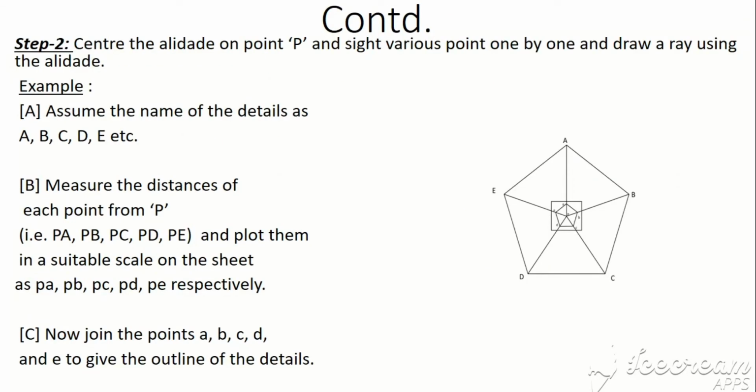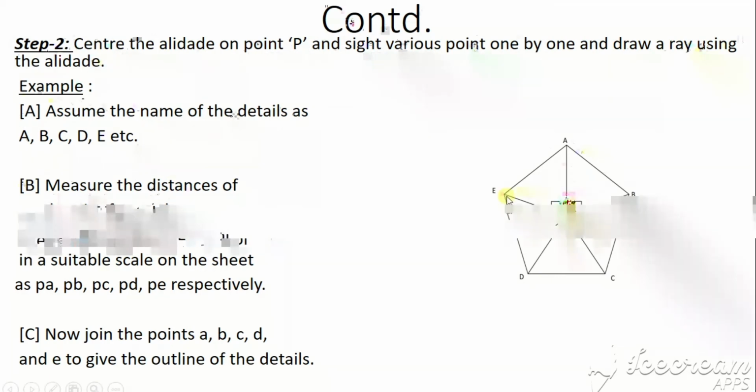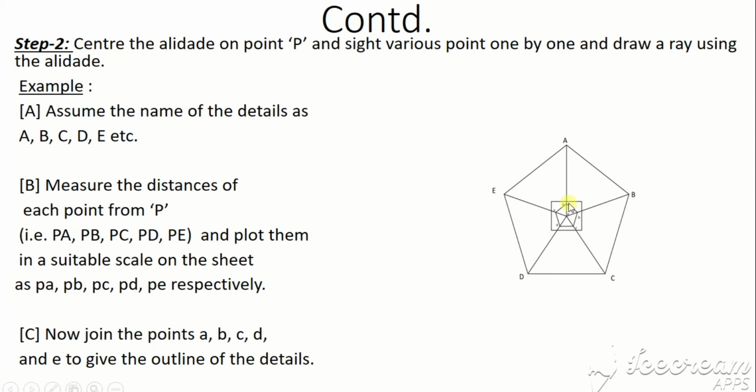Now moving on to the second step, center the alidade on point P and sight various points one by one and draw a ray using the alidade. For example, here assume the names of the details as A, B, C, D and E. Measure the distances of each point from P, for example PA, PB, PC, PD and PE as shown in the figure. Here PA, PB, PC, PD and PE are measured from the point P and plotted to a suitable scale on the sheet as Pa, Pb, Pc, Pd and Pe respectively.